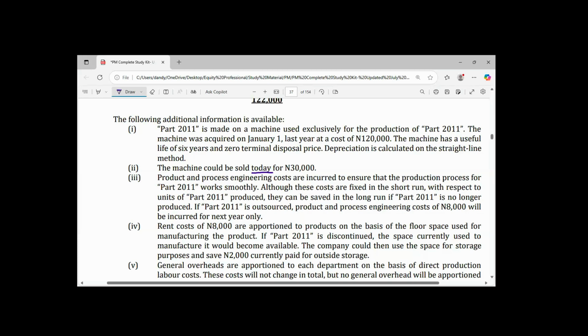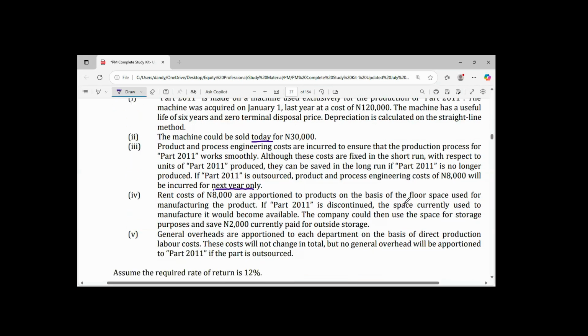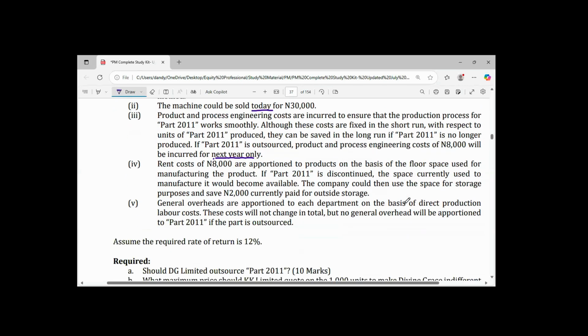4. Rent cost of 88,000 is apportioned to the product on the basis of the floor space used for manufacturing the product. If Part 2011 is discontinued, the space currently used to manufacture it will become available. The company could then use the space for storage purposes and save 2,000 naira currently paid for outside storage.